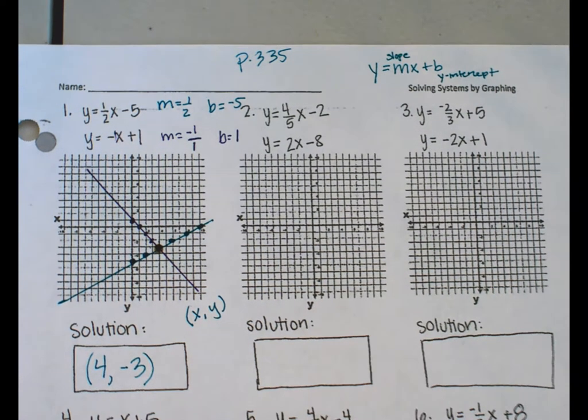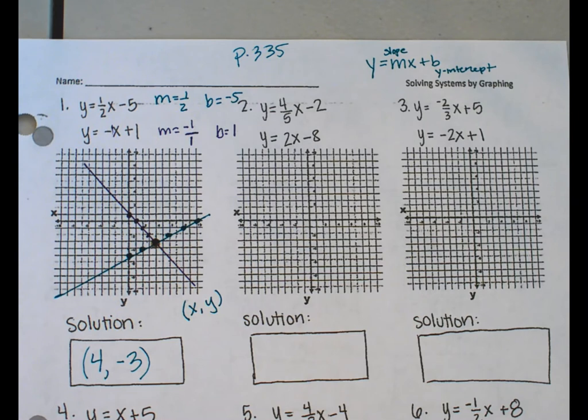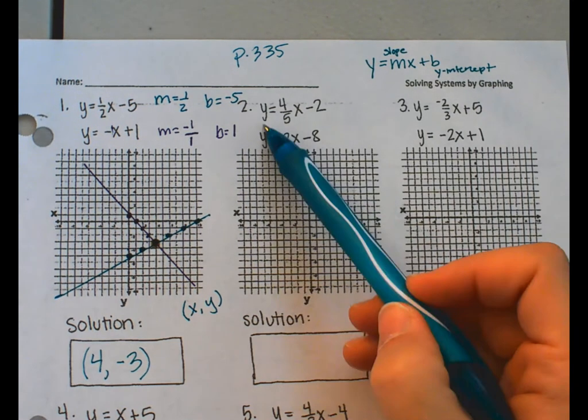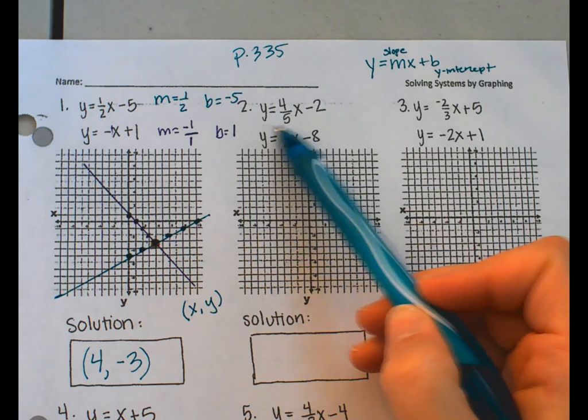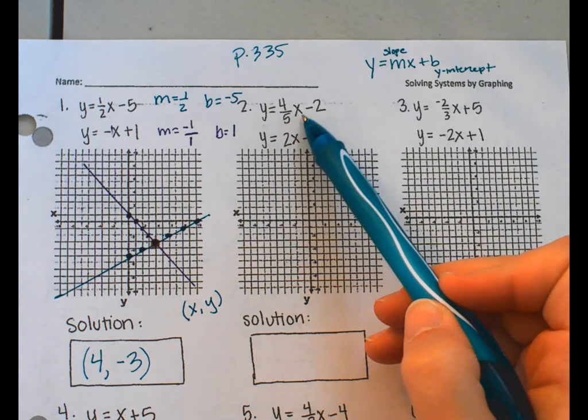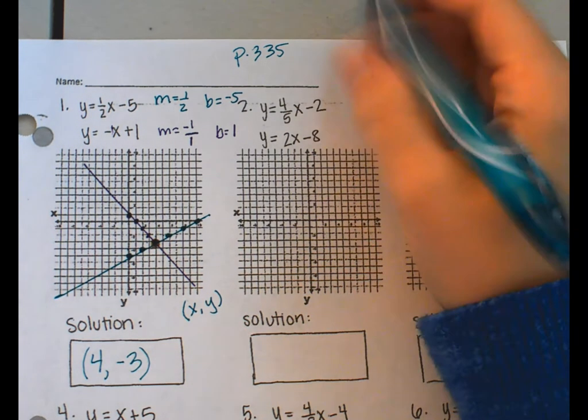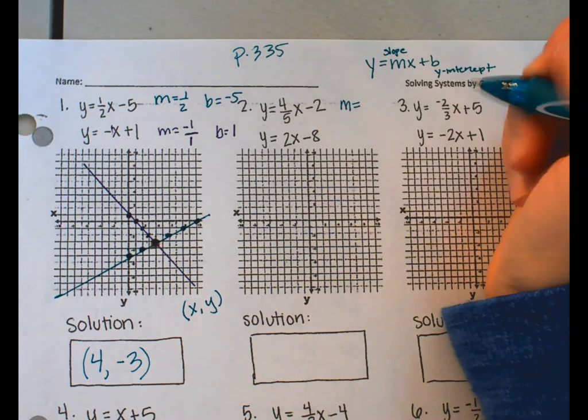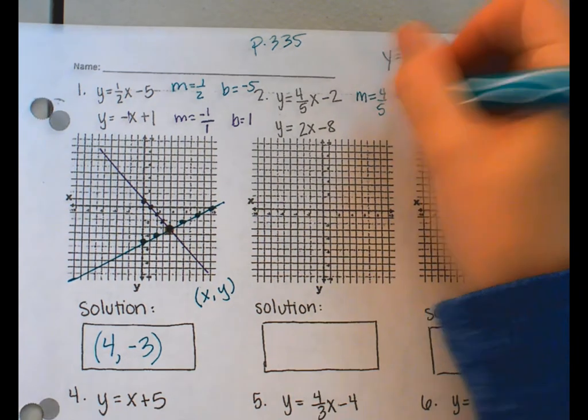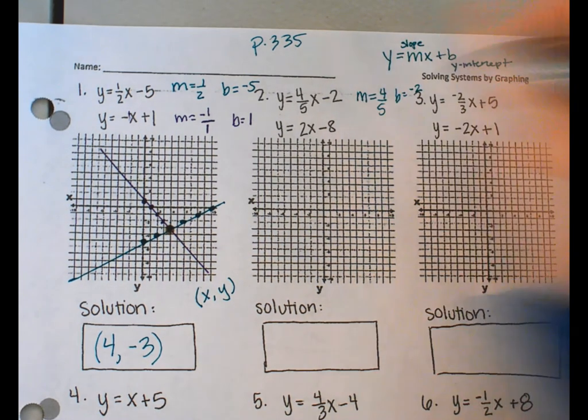All right, I'll do one more example for good measure. Again, we're going to graph our two lines and see where they cross. So if I look at my first equation here, I have y equals 4/5x minus 2. So that tells me my m value or my slope is 4/5, and my b value is -2.